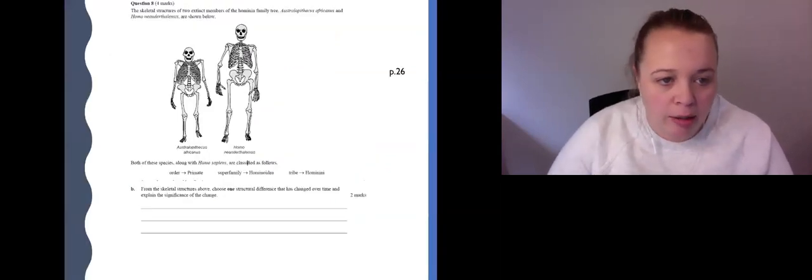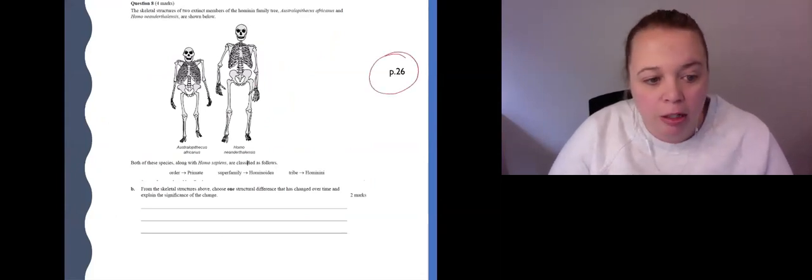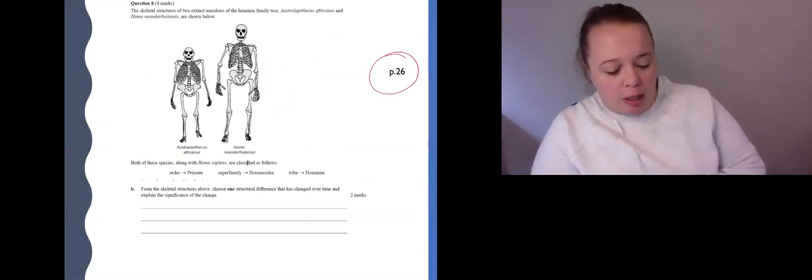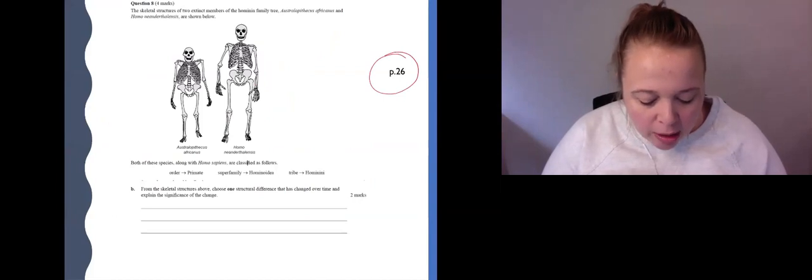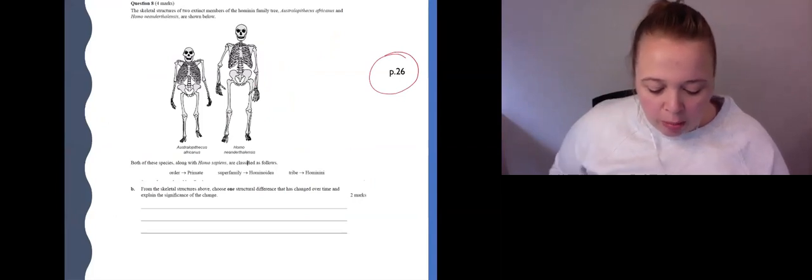All right, so here is, again, the same image, but it was used at a different year. So page 26. We already answered the first part of this question about primates. We're now going to answer part B. So from the skeletal structures above, choose one structural difference that has changed over time and explain the significance of the change. So from these structures, what can we see?